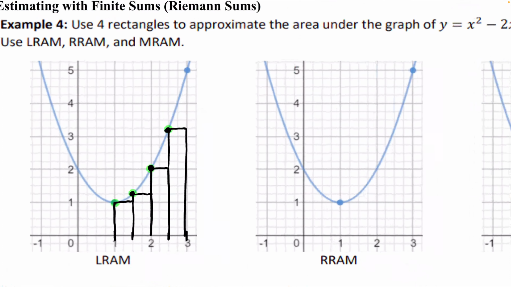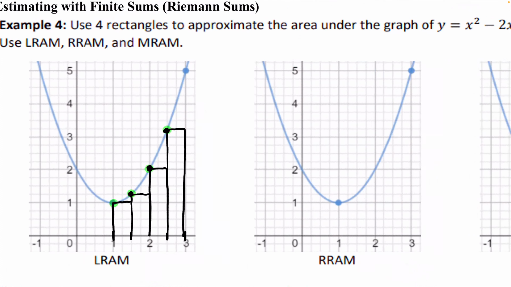But let's go to RRAM first. Let's draw the pictures first. Sometimes that's the hardest part, drawing the pictures. Okay. All right. So same thing. Each rectangle is going to be 0.5 width. Except this time, I'm not going to start with the left side. I'm going to start with the right side. So I'm actually going to start at 1.5 and go up. I'm going to start at 1.5 and go straight up until I hit the function. Right there. Come over left, go down.